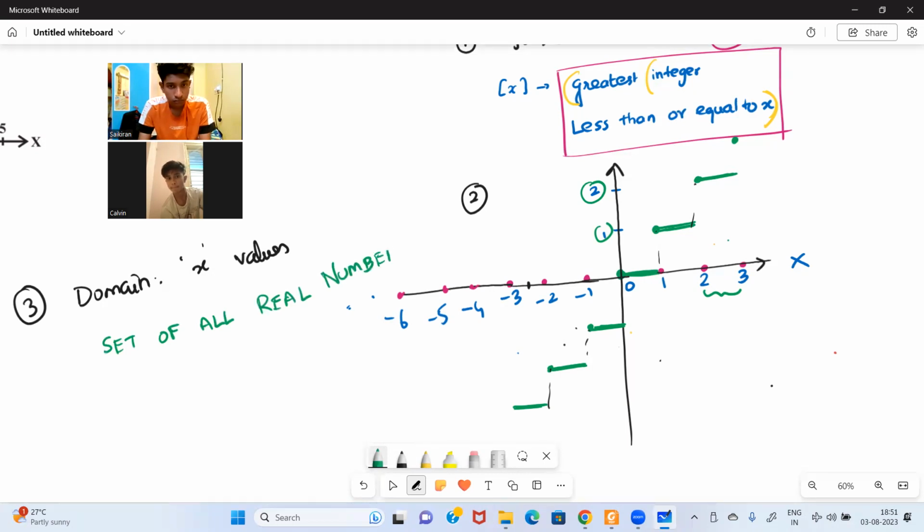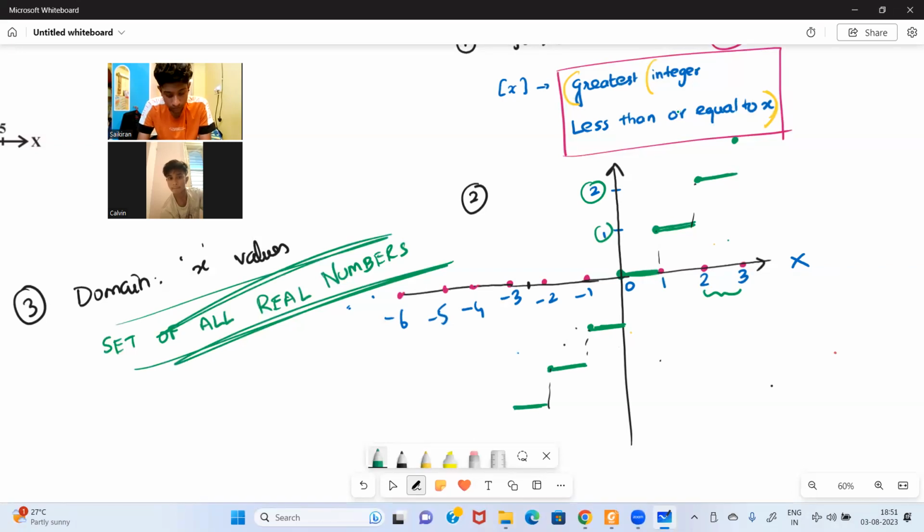What is the domain? Set of all real numbers. So domain is nothing but, how should you write it, Calvin? Like this. Set of all real numbers, or you can write it as from minus infinity to infinity, anything it can take. You should put brackets like this. Clear, Calvin? Yes, sir, clear.